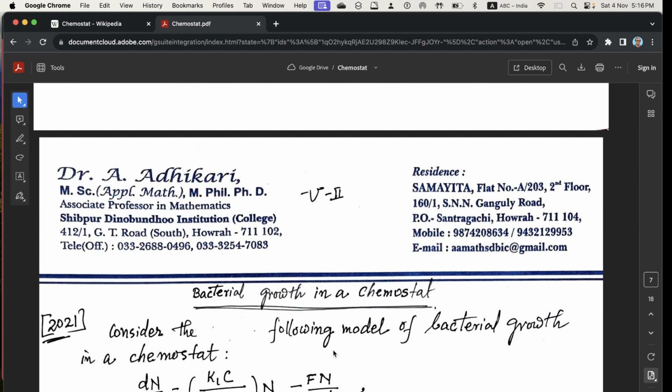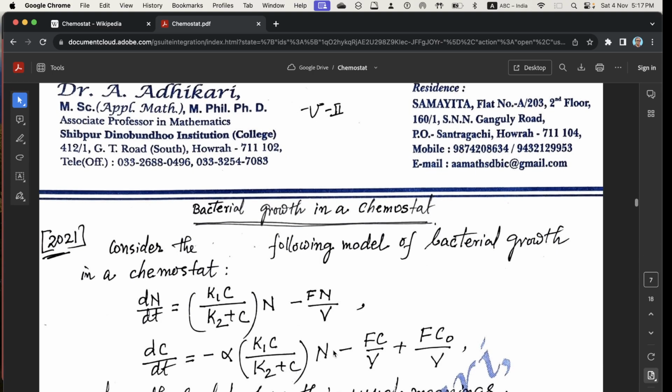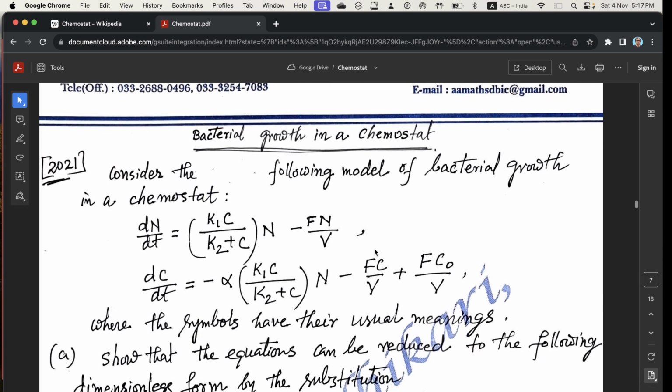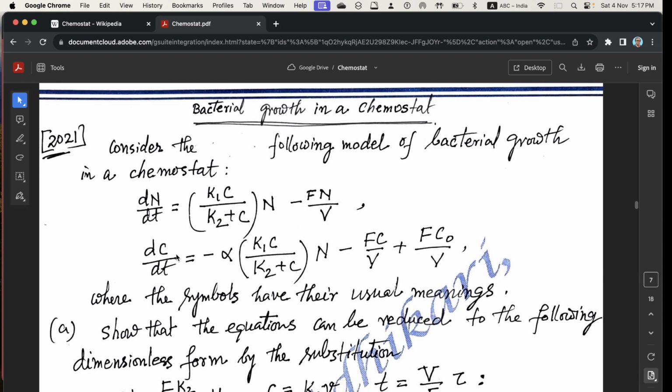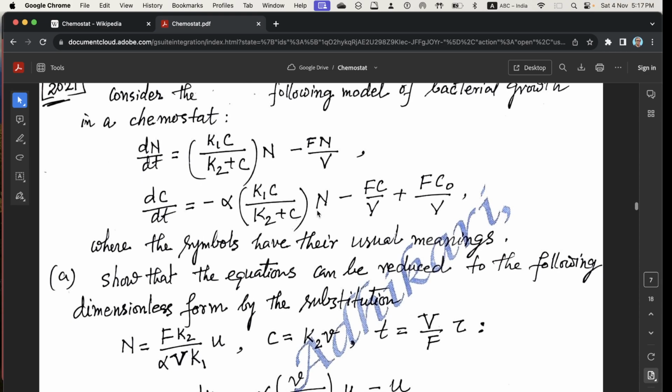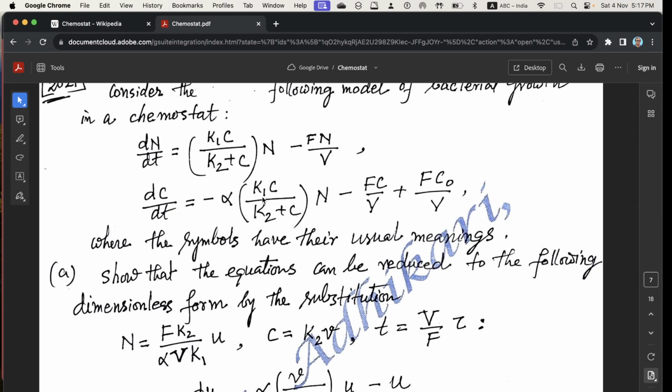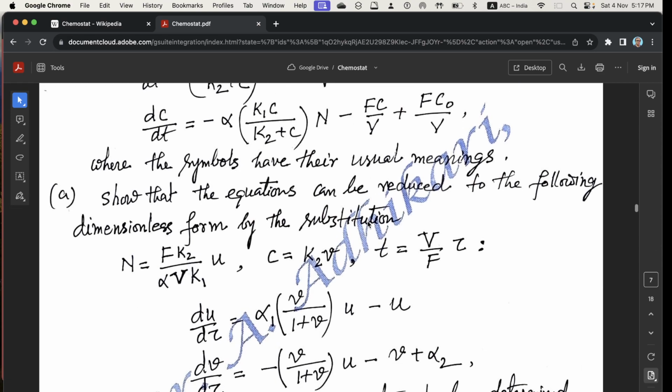Next question, University of Calcutta 2021. Consider the following model of bacterial growth in a chemostat: dN/dt equals K1 C by (K2 plus C) into N minus F N by V, dC/dt equals minus alpha K1 C by (K2 plus C) into N minus F C by V plus F C0 by V, where symbols have their usual meanings.